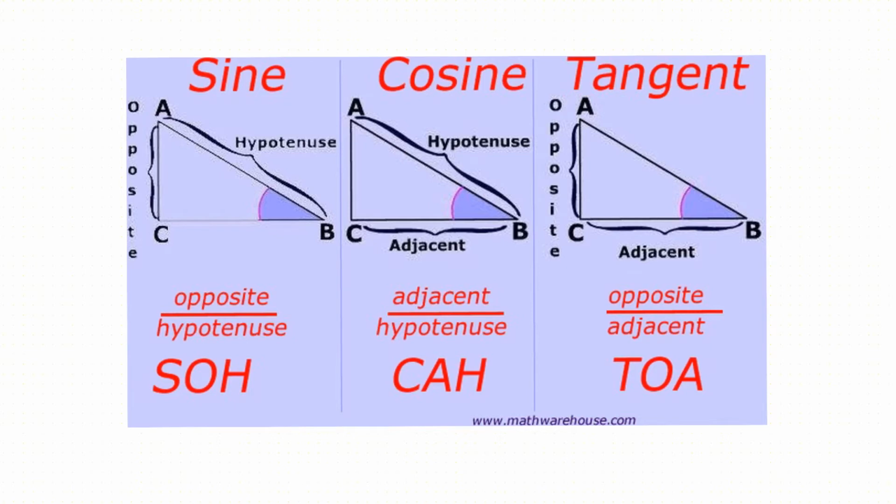So the other ratios that Hipparchus studied had to do with the adjacent side. The adjacent side is not the opposite or the hypotenuse, but it's the one that's kind of touching the angle. And so the cosine is the adjacent divided by the hypotenuse, and the tangent is the opposite divided by the adjacent. A lot of people remember this with the acronym SOHCAHTOA. Sine, opposite hypotenuse; cosine, adjacent hypotenuse; tangent, opposite adjacent.